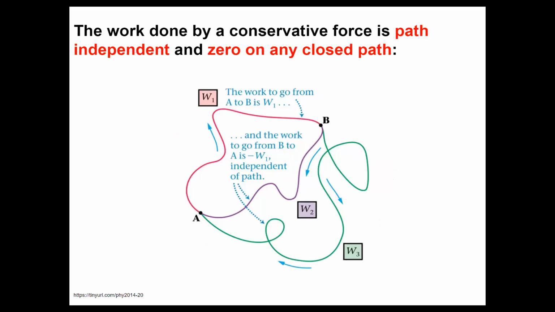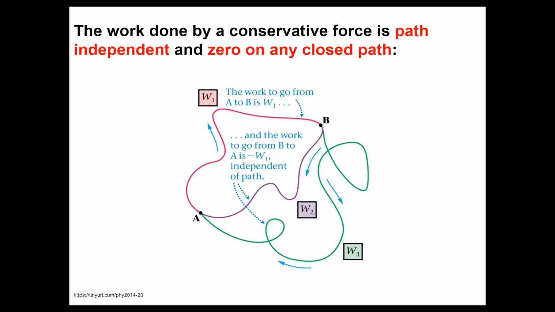Now, if we look back at the conservative force, you can start from point A, moving an object through this red path here, and go to point B. Now from B back to A, you can have two options. You can go on this purple path here, or you can take the green path here, and then go back to A. Now, because work done by a conservative force on a closed path is going to be zero, you can see that the work done on this red part here, W1, plus this purple part, W2, right?